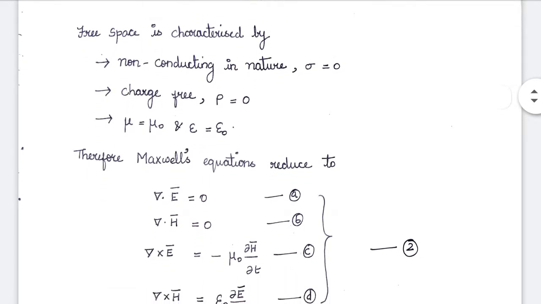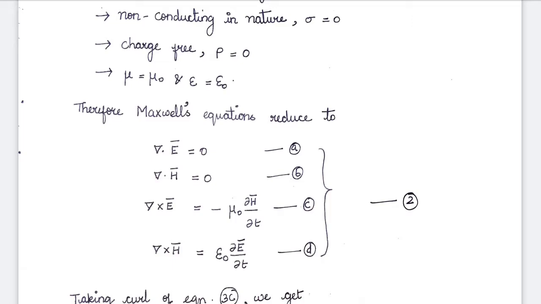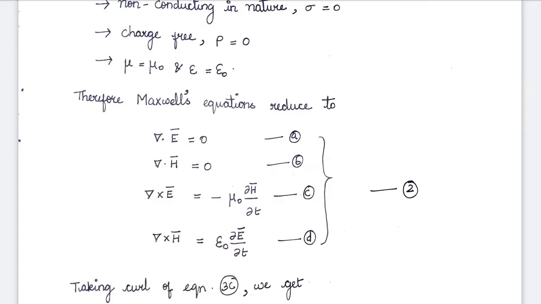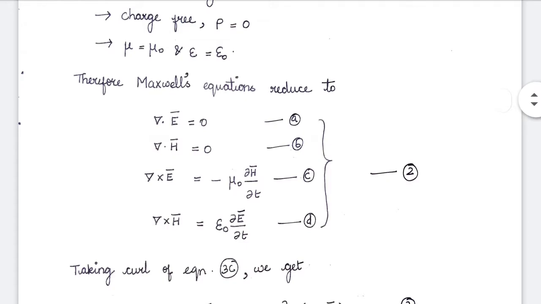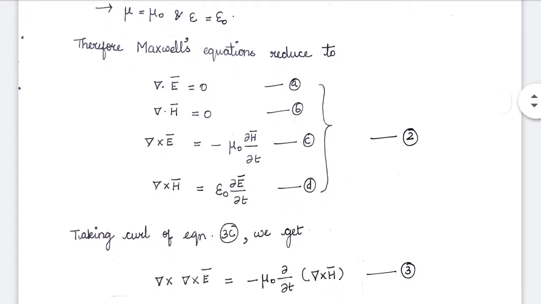So, the Maxwell's equations can be modified into del dot E equal to 0, since rho is 0. The divergence of H equal to 0, where we have substituted mu naught H in place of B. Curl of E vector is equal to minus mu naught dou H by dou t, again substituting for B, and curl of H vector is equal to epsilon naught dou E vector by dou t, where this dou D by dou t term is replaced by epsilon naught dou E by dou t and J goes to 0 as sigma is 0.